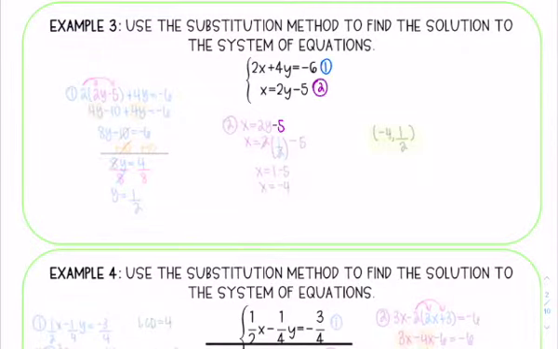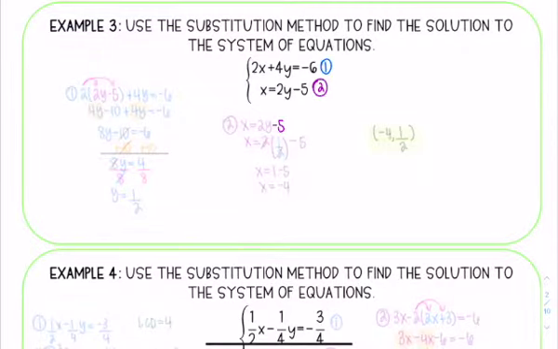And so equation number 2 is already solved for x, which means we can plug 2y minus 5 into equation 1 wherever we see an x. So looking at equation 1, we have 2 times, now we know x is 2y minus 5, plus 4y equals negative 6.